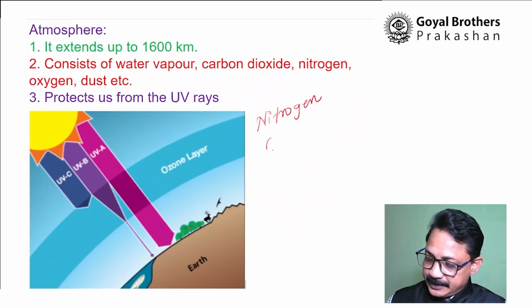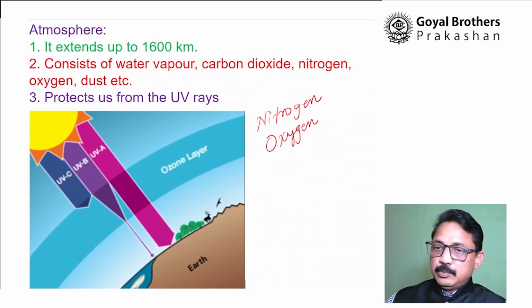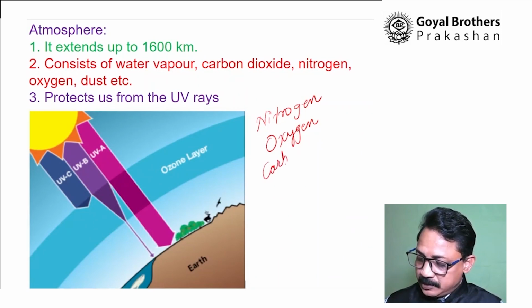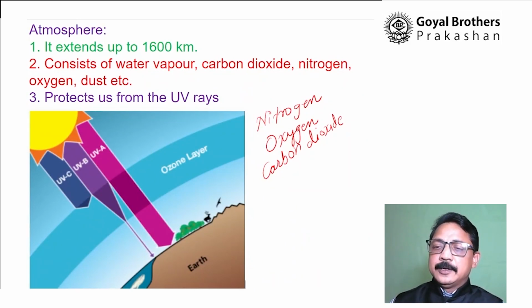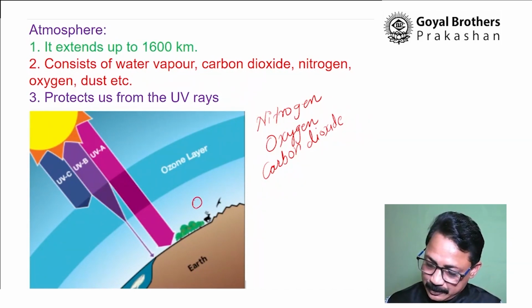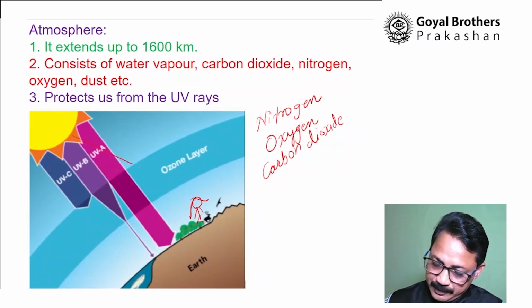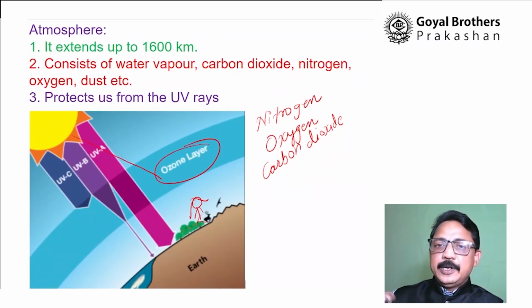The second most important gas present is oxygen. The third most important gas present in the atmosphere is carbon dioxide, and it also consists of other inert gases. Hydrogen is also present, dust is present in our atmosphere, and this atmosphere supports life, and it also protects our Earth from ultraviolet rays. Very dangerous, harmful rays coming from the sun are obstructed by the atmosphere, and we people here on Earth are protected from this ultraviolet radiation because the ozone layer of Earth stops them and protects us.